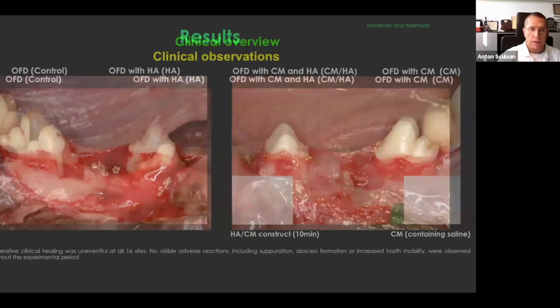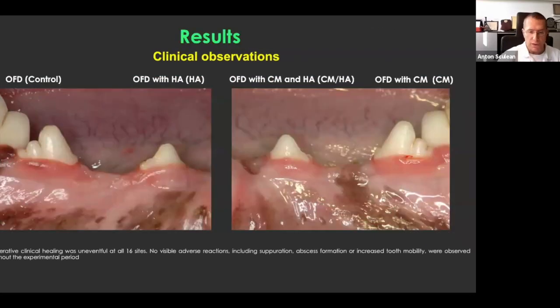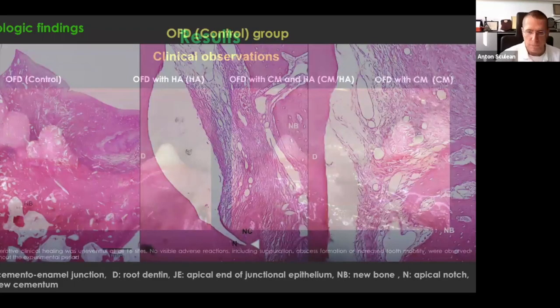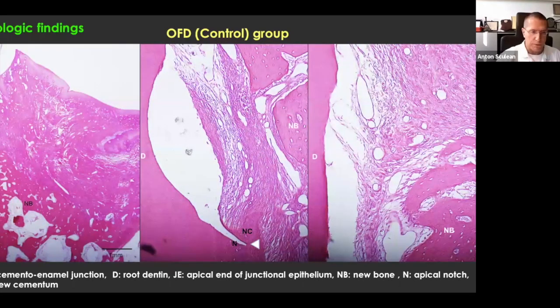Please have a look at the wound healing in the different groups. The wound healing was always very nice. And then we performed the histology. And the histologic evaluation was quite interesting. Now you can see a defect that was treated with open flap debridement. Along the root surface, please observe proliferation of the epithelium. And you can see this very nicely to the left, almost until the most apical part of the defect.